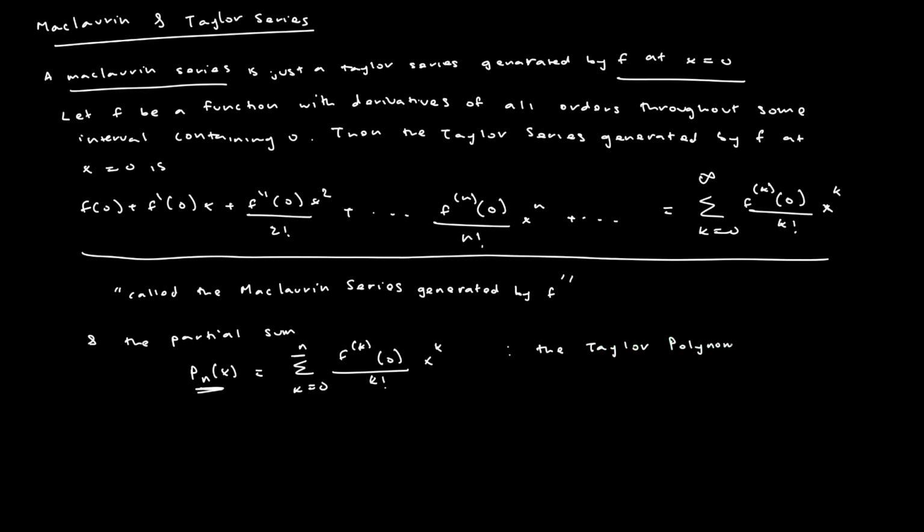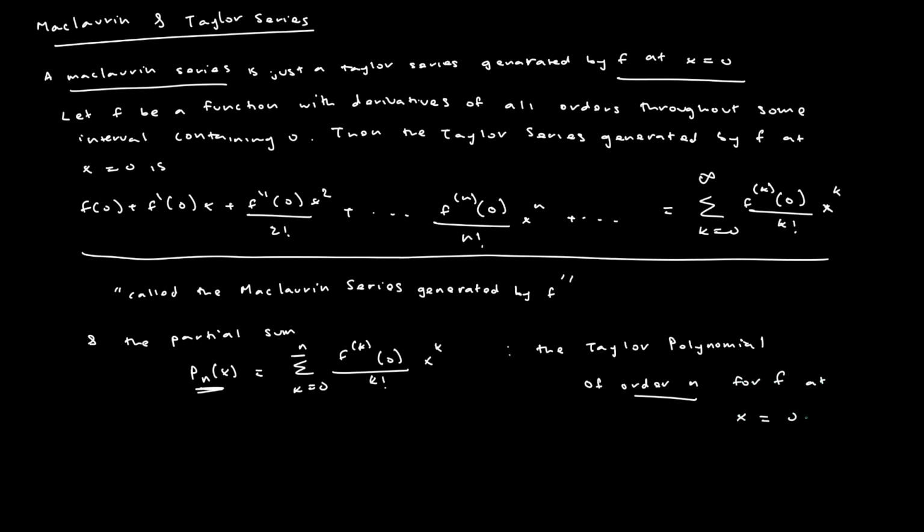So this partial sum represents the Taylor polynomial of order n, and this n order just comes from the fact that we've used n different derivatives, and we're trying to guarantee that the first n derivatives match the first n derivatives of the actual function. Alright, so that is the Taylor polynomial of order n for the function f at x equals 0.